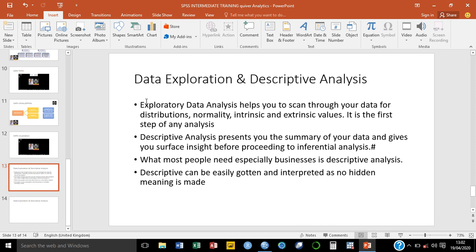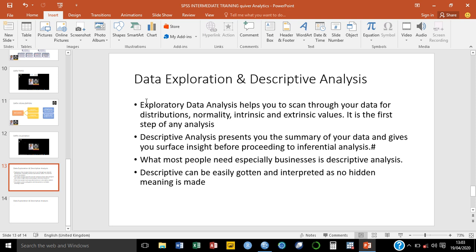All right. So, data exploratory and descriptive analysis. Exploratory data analysis helps you to scan through your data for distributions, normality, intrinsic and extrinsic values. It is the first step of any analysis. So, before you start analysis, you need to examine types of distribution, how your distribution is, the pattern it follows, and all. It can be a little bit statistical, but I'll just explain the major things there.